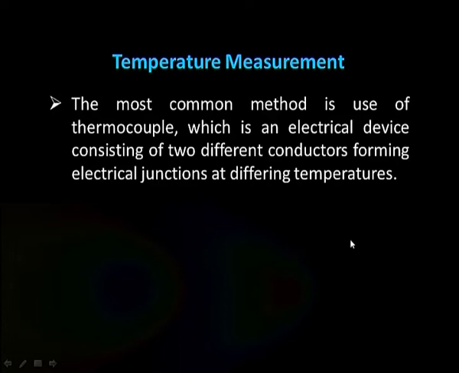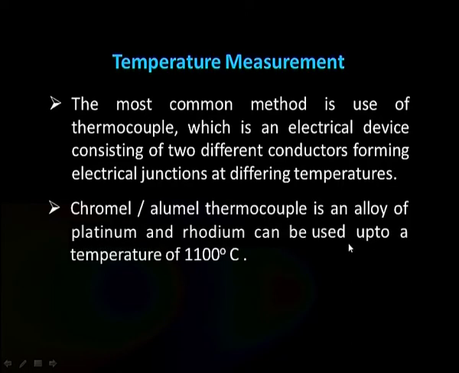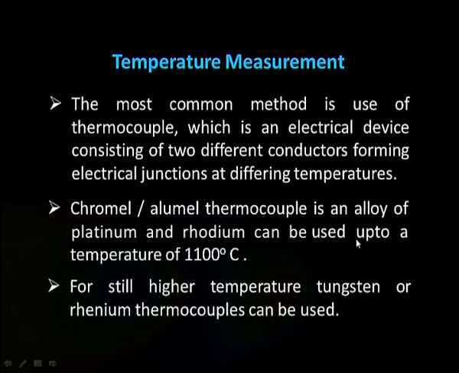Then comes the temperature measurement. The most common method is the use of a thermocouple, which is an electrical device consisting of two different conductors forming electrical junctions at different temperatures. Chromel or alumel thermocouple, or a platinum-rhodium alloy thermocouple, can be used easily up to a temperature of 1100 degrees Celsius. For still higher temperatures, tungsten or rhenium thermocouples can be used.